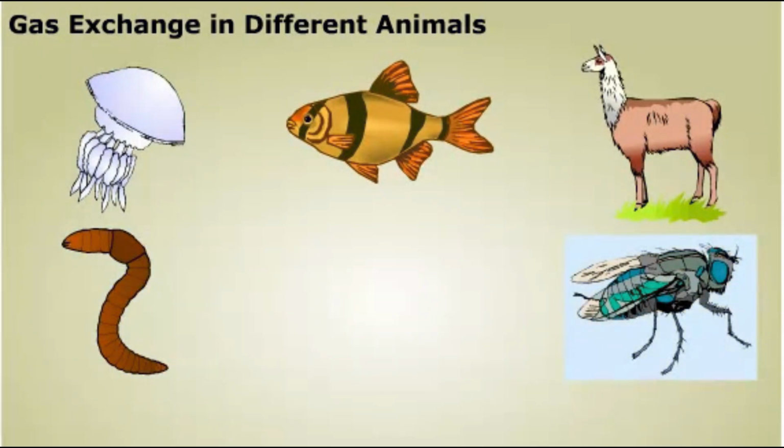Insects have a system of tracheae that open to the exterior. Gas exchange takes place through these tubes. Most marine and freshwater animals, such as fish, exchange gases through gills. Land animals like reptiles, birds, and mammals exchange gases through lungs. Now that we've looked at the different ways gas exchange takes place in different animals, we'll look in detail at the human respiratory system.